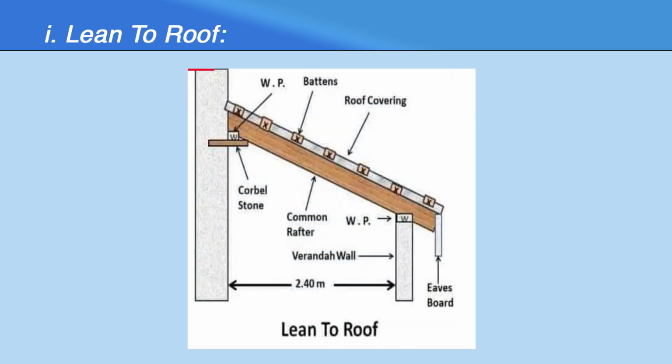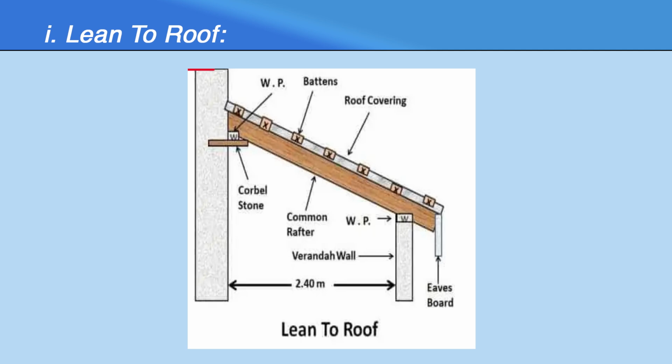First type is lean-to roof. It is the simplest form of pitch roof, having the slope in one direction only. One wall is raised sufficiently higher than the other to create the slope. Usually it is 30 degrees.